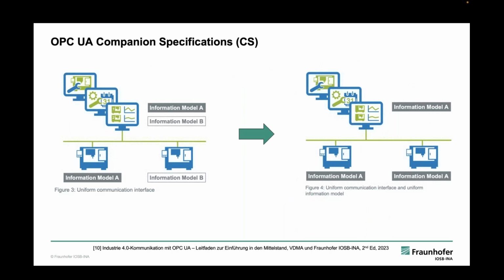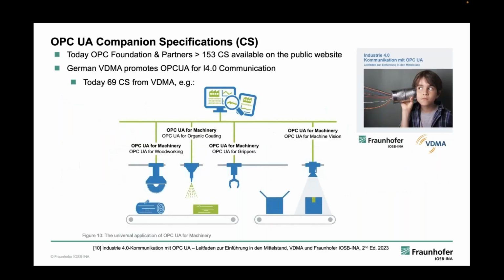So in the end, the goal is, on the left, you have machine tools using already a uniform communication interface, but different information models. You see an information model A and B. And the systems, for instance, our SCADA system, has to understand both, of course, if you want to interpret the data from both of these machines. Standardization then means that the two machine tools speak the same information model, use the same information model that is standardized across these machine tools. And this is the approach for the OPC UA companion specifications.